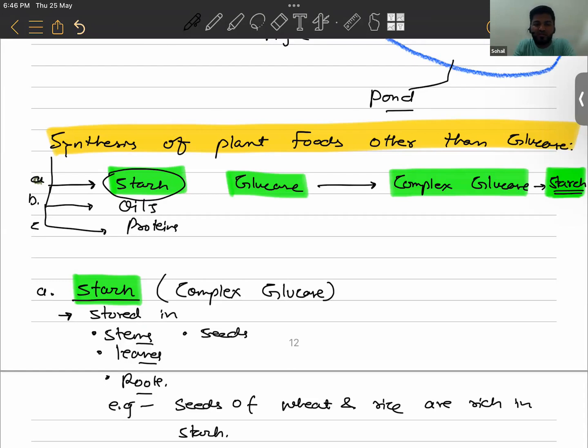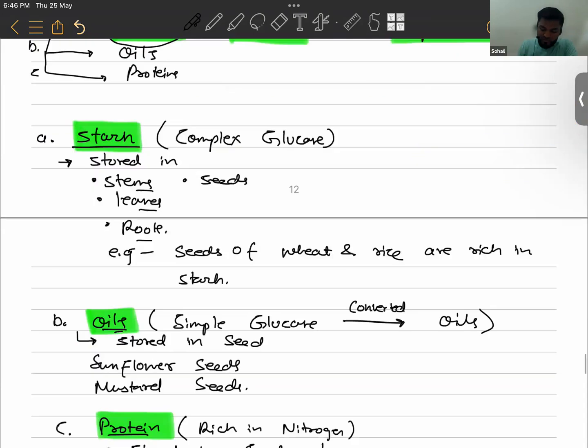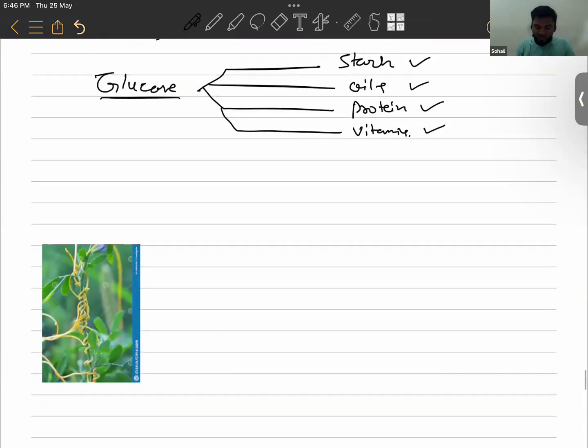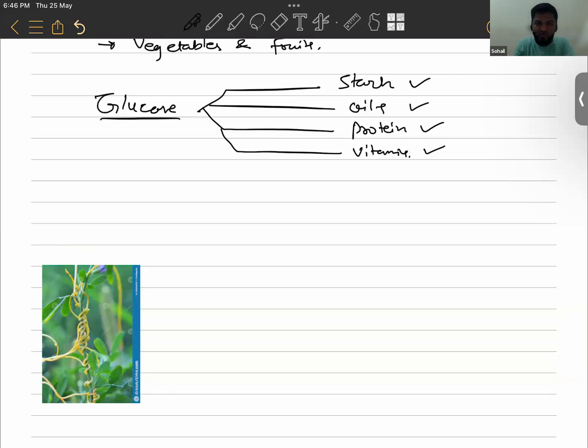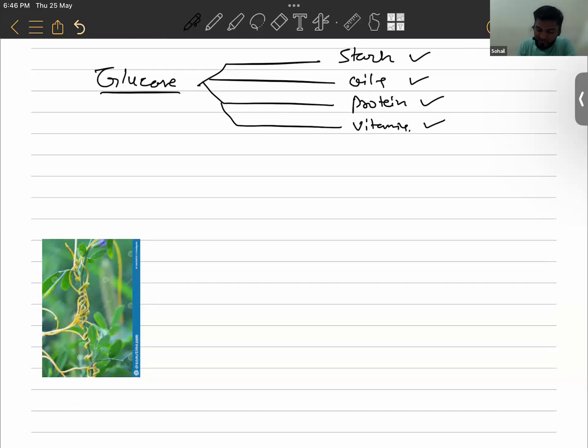Proteins, vitamins, oils, and starch. Okay, and they store them in different forms, right? This is what we discussed in our previous class. So today we are going to talk about a new topic. Okay, other modes of nutrition in plants. That's what we are going to discuss in today's class.